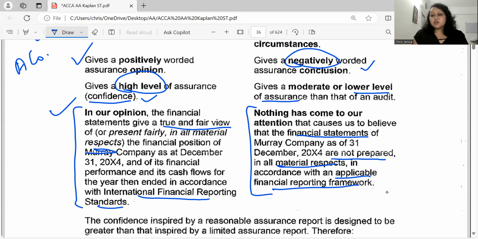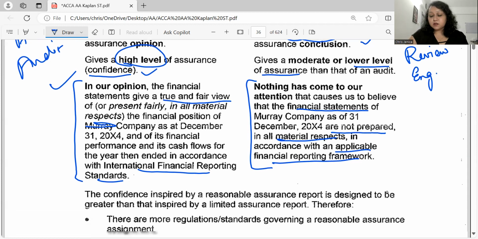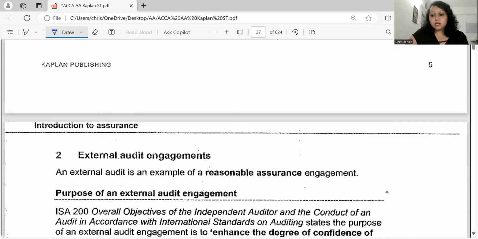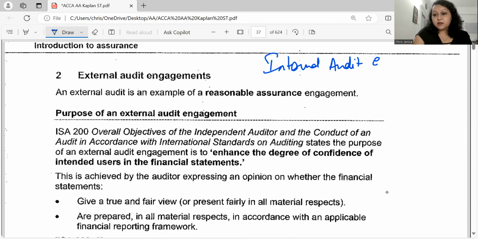Okay. So this is the difference between the limited assurance engagement and the reasonable assurance engagement. Basically, as an example, reasonable assurance could be for audit and this could be for review engagements. Now, before going on with external audit engagements, I want you to understand two things: the difference between an internal audit and an external audit, in short.